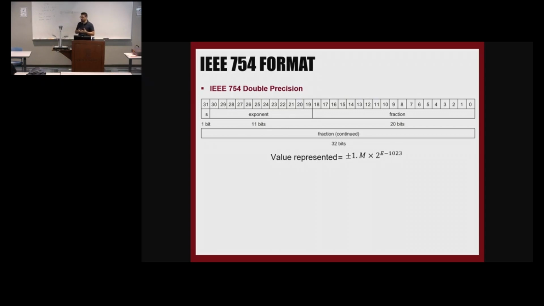Double precision is not really different. We just have 64 bits instead of 32 bits. My exponent has 11 bits, the sign still has 1 bit, and then we have 52 bits of fraction or mantissa. Because the exponent has 11 bits, the bias will be 1023 instead of 127. That's 2 to the 10 minus 1.